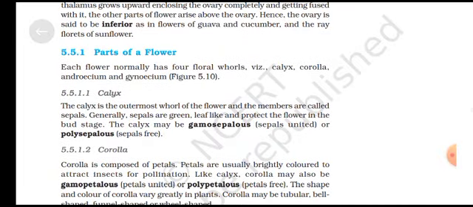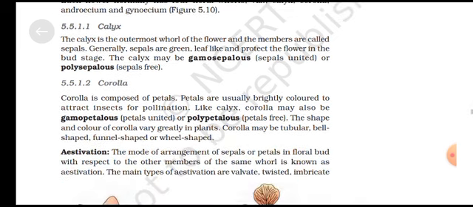Parts of a flower. Each flower normally has 4 floral whorls: calyx, corolla, androecium and gynoecium. Calyx. The calyx is the outermost whorl of the flower, and its members are called sepals. Generally, sepals are green, leaf-like, and protect the flower in the bud stage. The calyx may be gamosepalous, sepals united, or polysepalous, sepals free.